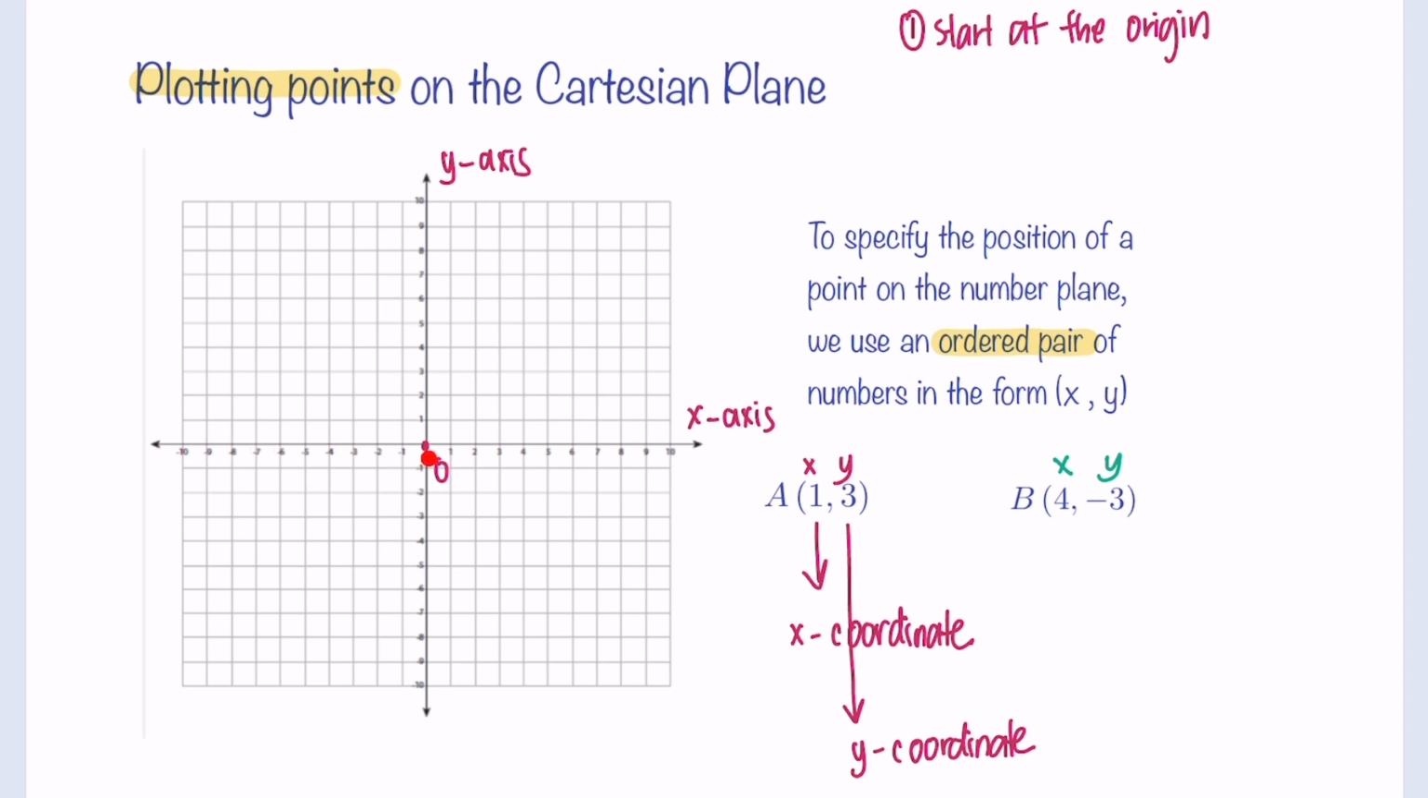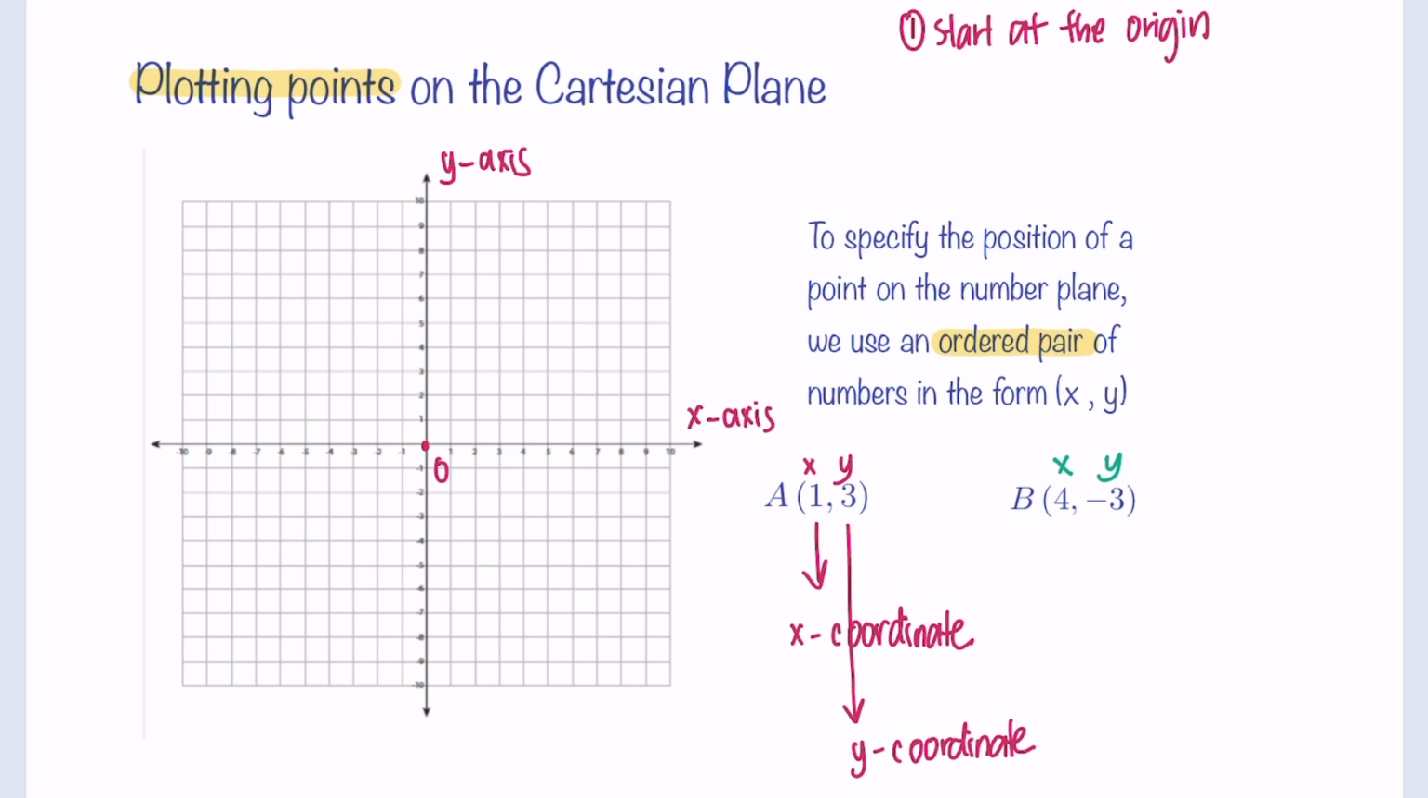Any positive number, I need to move to the right along the x, and any negative number, I need to move towards the left. With the y, it's a 3 given here. If it's a positive number, I need to be moving upwards. And if it's a negative y, like the one on B, I need to be moving downwards. So knowing this, I'm ready to plot.